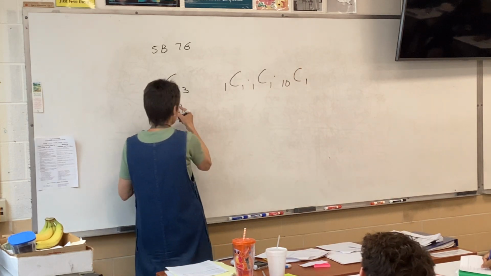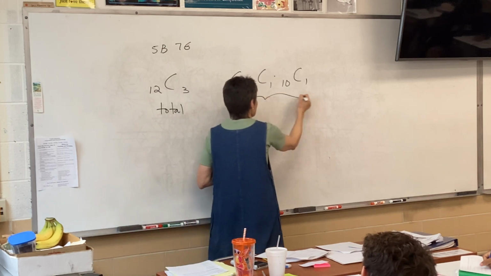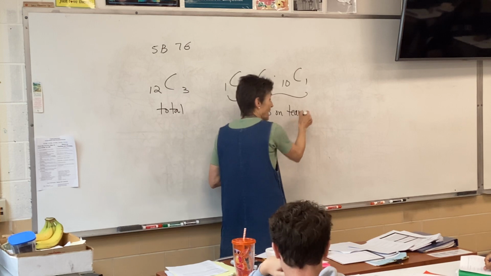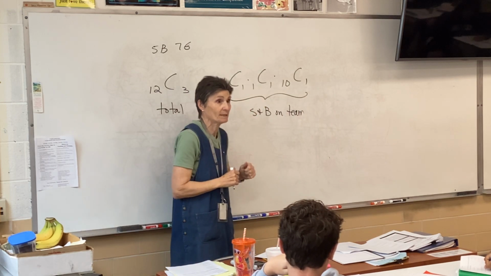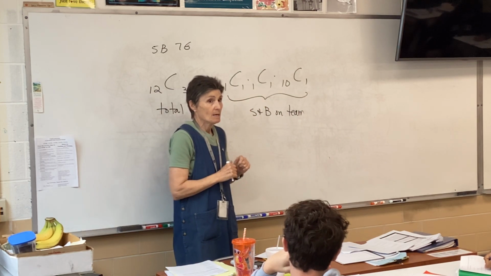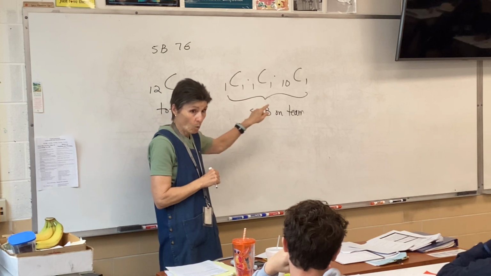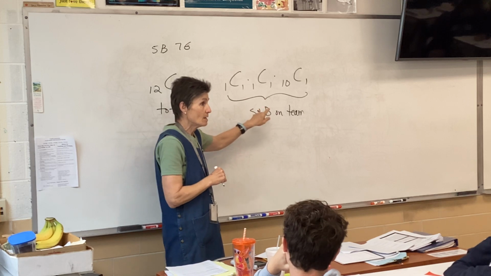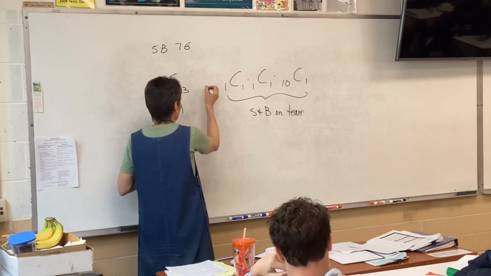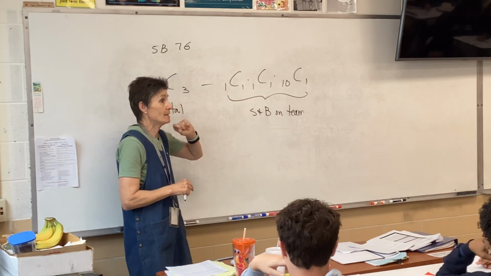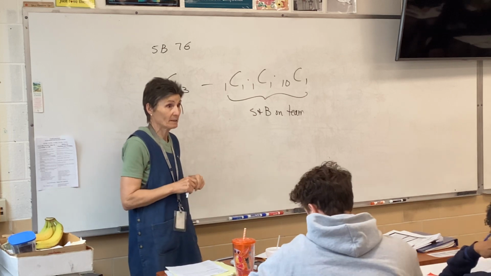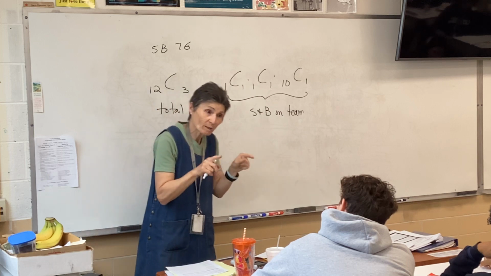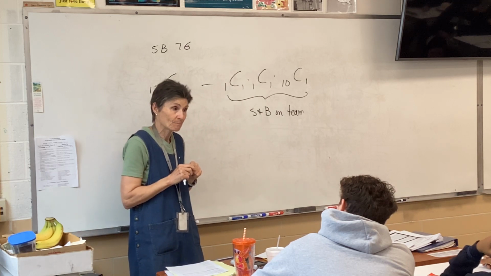So this is the total. This is Susie and Billy on the team. Would everybody agree with that? This guarantees Susie and Billy are on the team. These are the ones I don't want. I don't want Susie and Billy on the same team. So what if I took the total and subtracted the ones with Susie and Billy on the team? Would that leave me with the ones without Susie and Billy on the team?